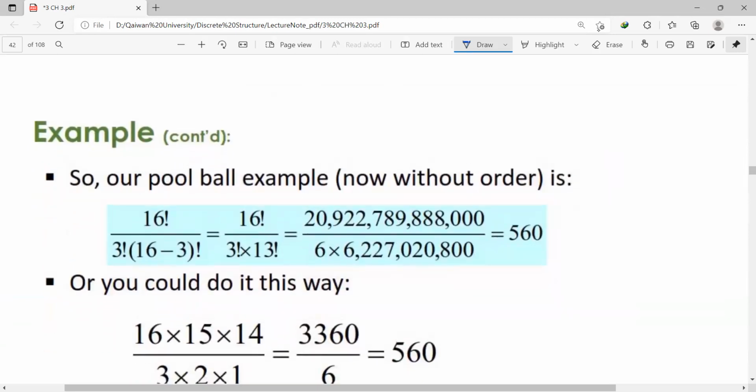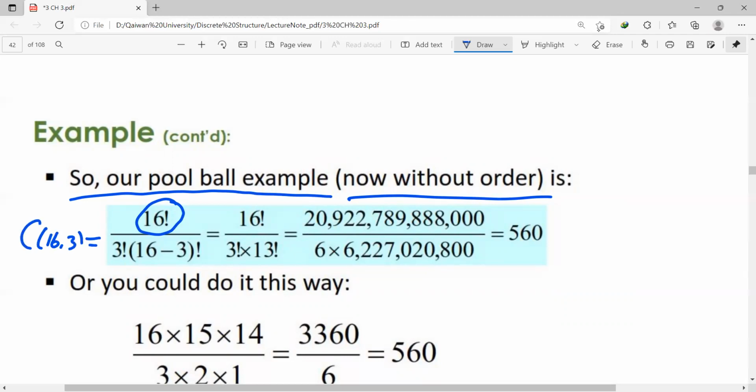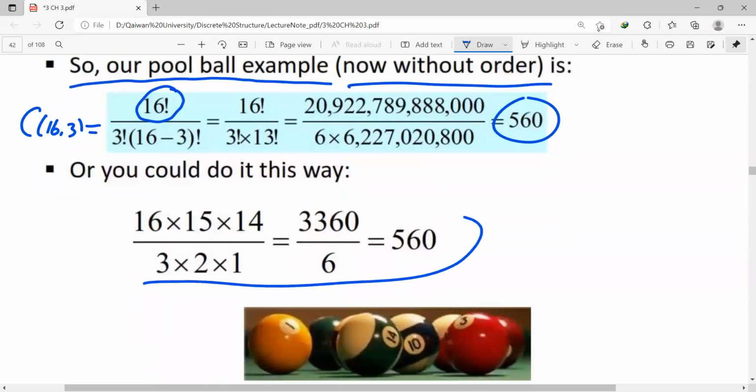So here, in our pool ball example, now without ordering, if we don't care about ordering, we use combination. That means we have C(16,3). It equals 16 factorial divided by 3 factorial times (16 minus 3) factorial. So you get 560. We also can use this way to get the result. In both cases, you get the same result. So let's take a break for 10 minutes.